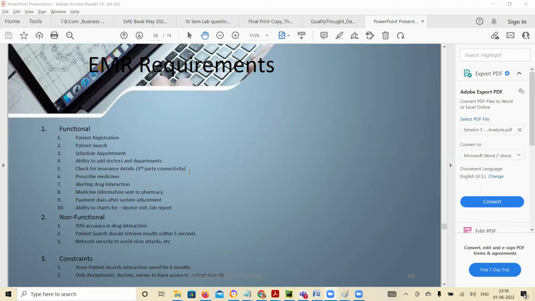Maintaining the patient records. Hospital management may find some problems in maintaining the patient's records. So they got these functional, non-functional requirements.